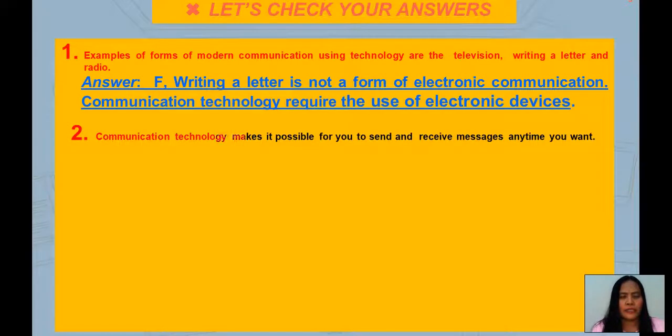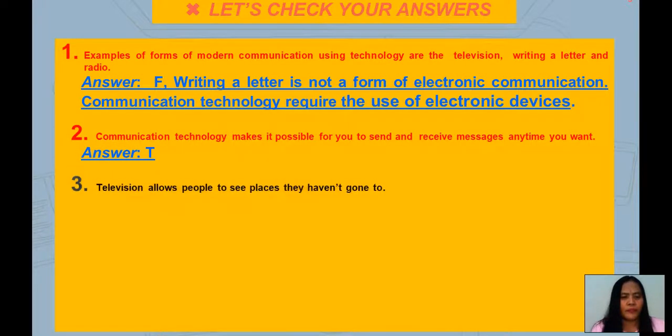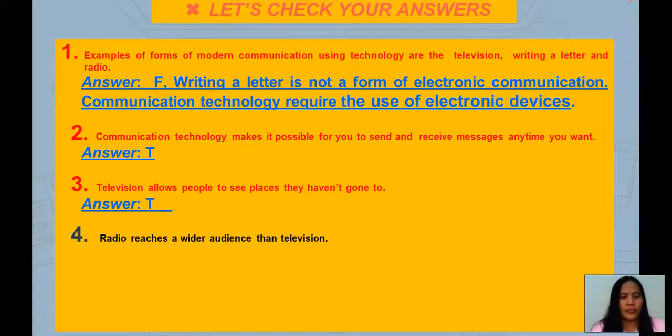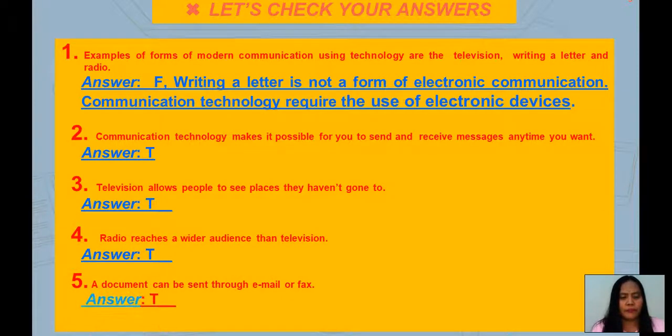2. Communication technology makes it possible for you to send and receive messages anytime you want. Answer T. Number 3. Television allows people to see places they haven't gone to. Answer T. 4. Radio reaches a wider audience than television. Answer T. Number 5. A document can be sent through email or fax. Answer T.